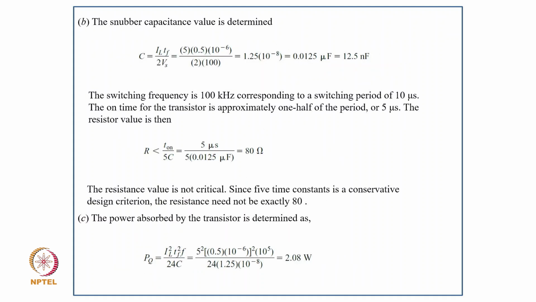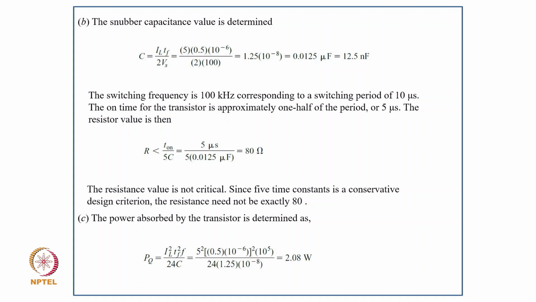So the snubber capacitance can be calculated as C equal to IL tf upon 2Vs. Putting in the values, it comes to 12.5 nanofarad. The switching frequency is 100 kilohertz, corresponding to a switching period of 10 microseconds. So the on time for the transistor is approximately one half of the period, that's 5 microseconds.